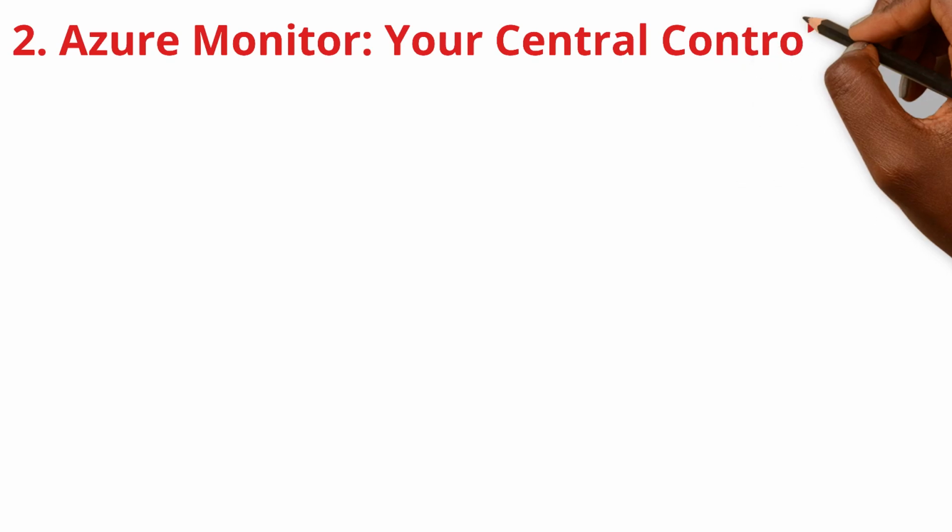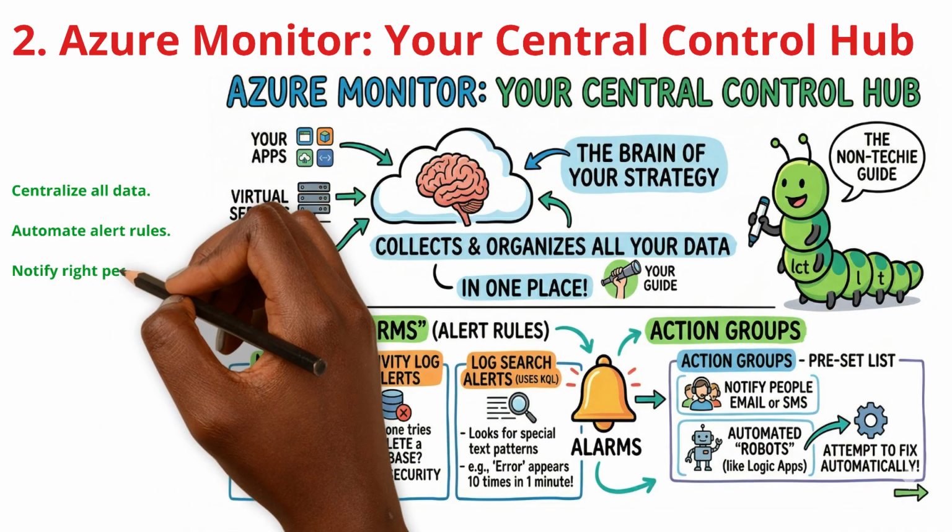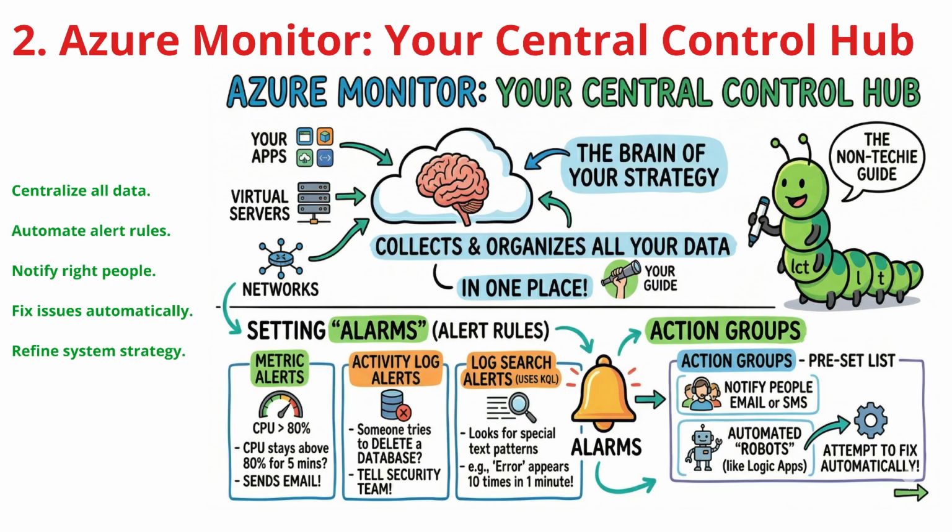Welcome to your central control hub. If your cloud environment is a complex machine, Azure Monitor is the brain that makes sense of it all. It gathers data from every corner, your applications, virtual servers, and networks, and organizes it into one clear, unified picture. But a brain is only useful if it can react. That's why we set alarms or alert rules. You don't need to watch the screen 24/7. Azure does it for you.